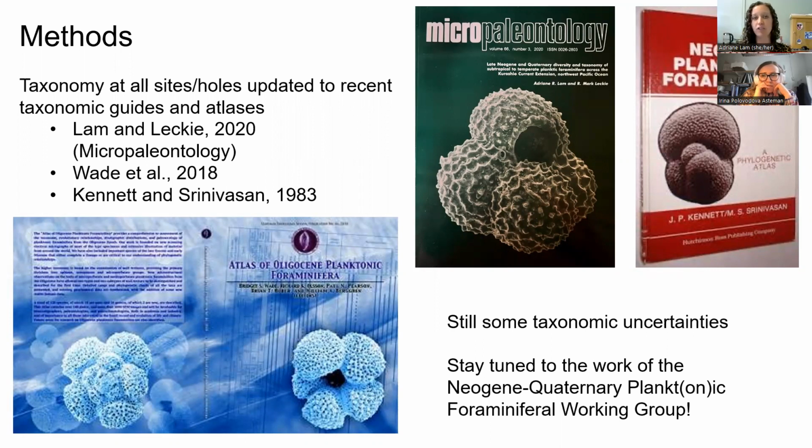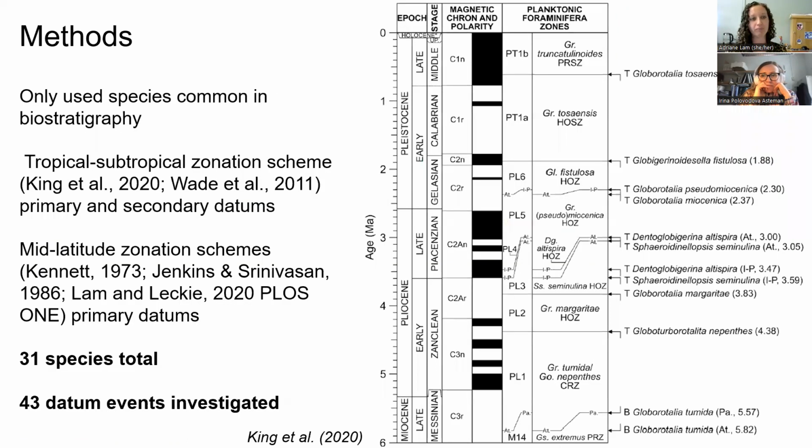For species that were ranging from the Oligocene into the Neogene, we also used the Oligocene Atlas published by Wade and others in 2018. And then old reliable Kennett and Srinivasan in 1983. We have to use that as well. So there are still some taxonomic uncertainties within our taxonomy. I will note that it's always in flux, but stay tuned for the work of the Neogene to Quaternary Planktic Foraminiferal Working Group. We're working on that actively and in the coming years to update taxonomy.